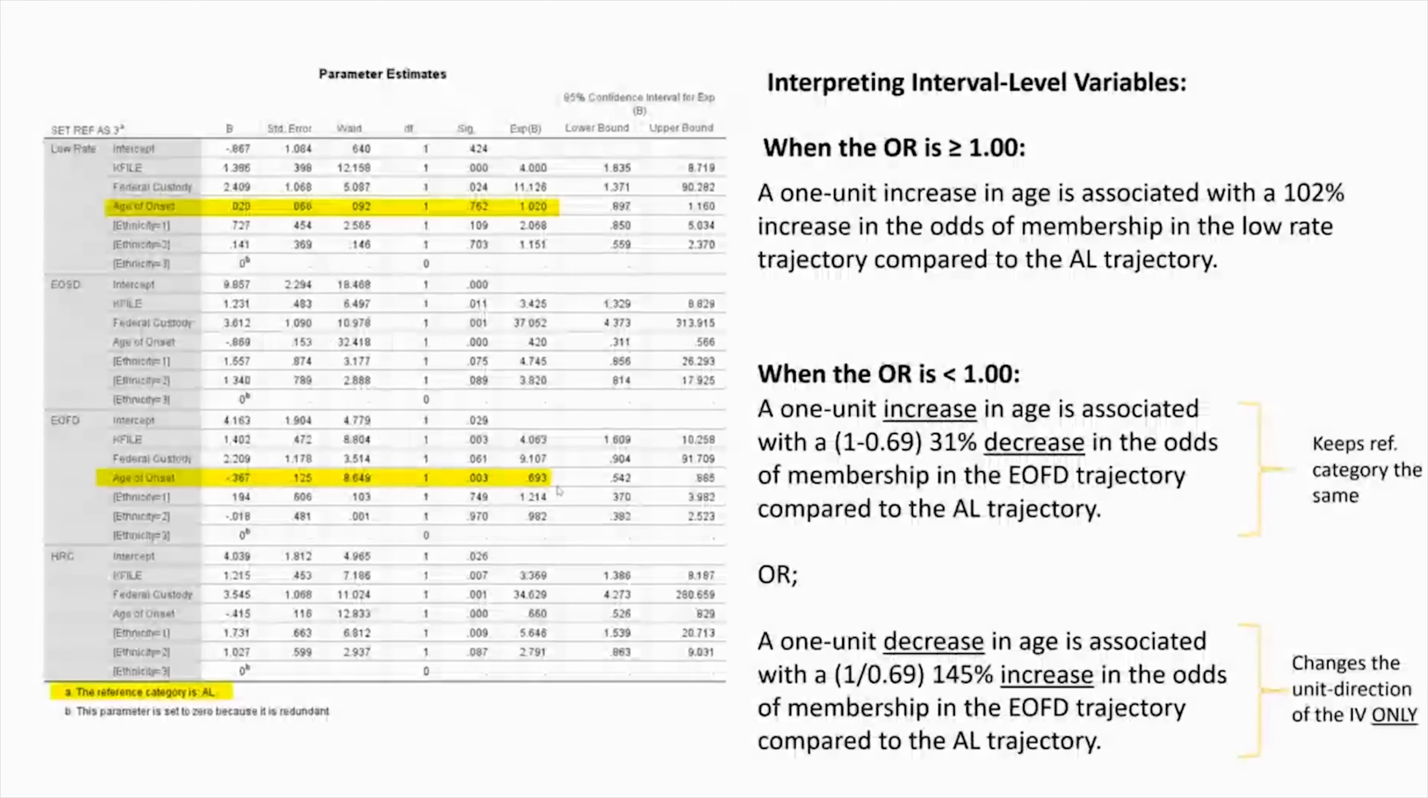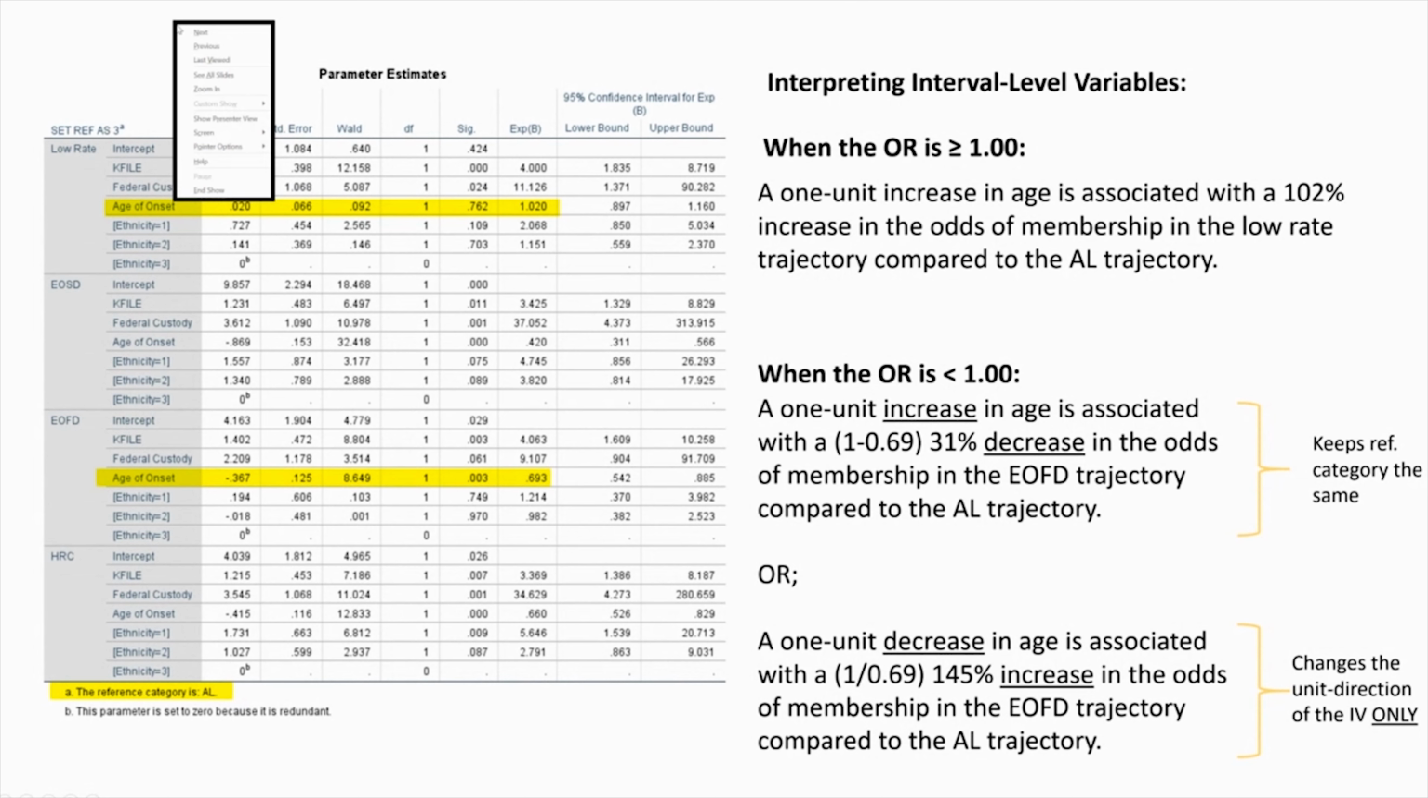So let's take a look at how we go about interpreting interval level variables. So first at the top, I'll show you an example of what we do when we have an odds ratio that is greater than or equal to 1, and how we would go about interpreting this. So I'll pick up my pen here. So here we're looking at age of onset, and we're looking at the low rate trajectory as the group of interest for our dependent variable, and our reference category for our dependent variable is the adolescent limited offending trajectory.